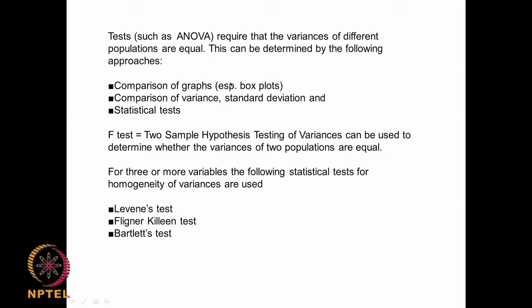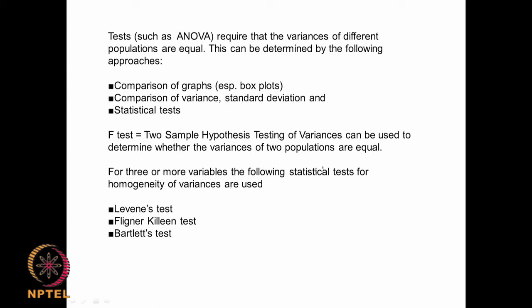This can be determined by the following approach. How do you do that? We can compare graphically. There is something called a box plot, I will show you, or we can compare variance and standard deviation. We can even do a statistical test like the F test. Suppose we have two sets of samples, we look at the variance of set 1, the variance of set 2, and divide one by another, that is called the F test. And if we have many, then we perform something called ANOVA.